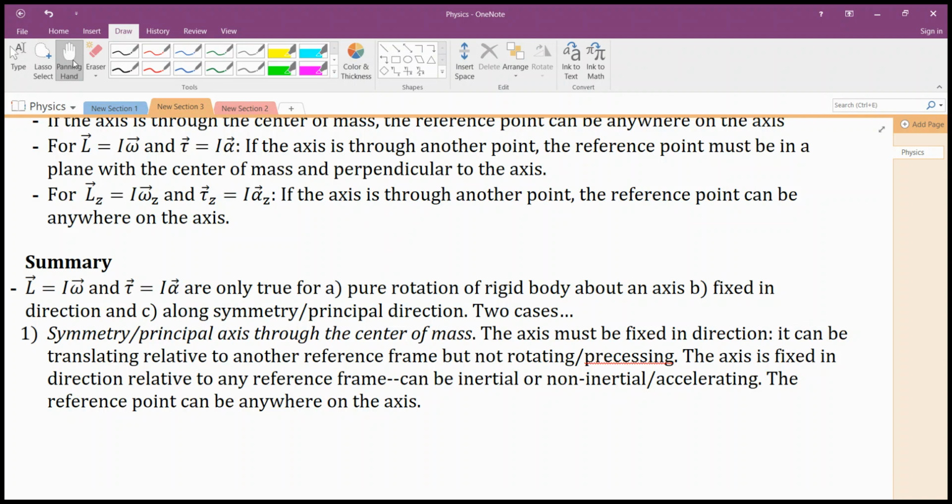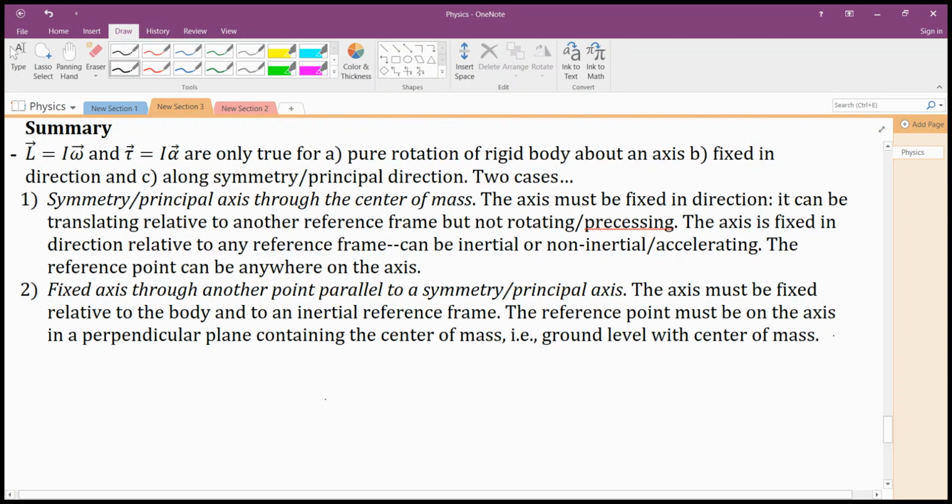The axis just needs to be fixed in direction relative to any reference frame. The reference point can be anywhere on the axis also. The other case is an axis that is through another point, not the center of mass. Using the cylinder example again, here's an example of an axis that is not through the center of mass. In such a case, the axis needs to be parallel to a symmetry or principal axis. So here's the symmetry axis, the principal axis. This red axis is parallel to the green axis.